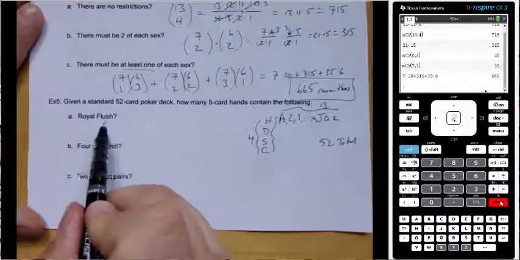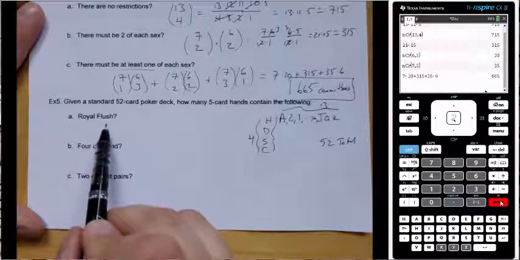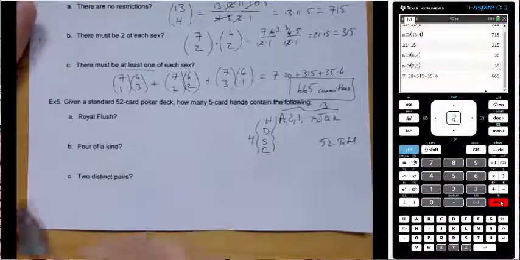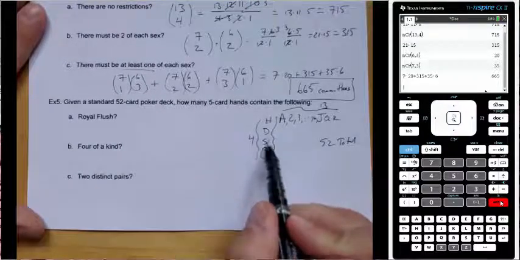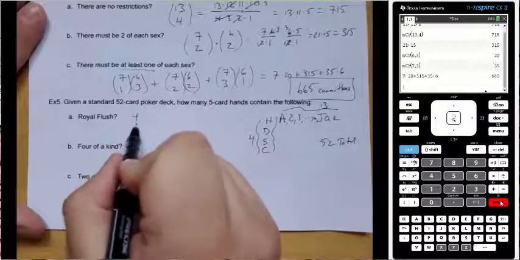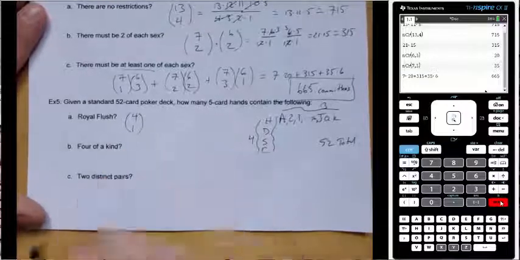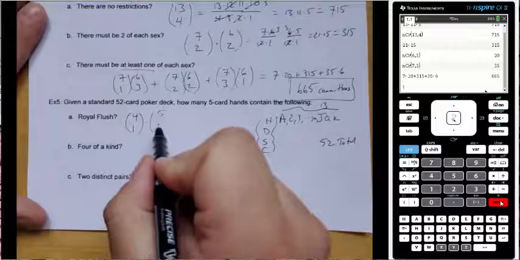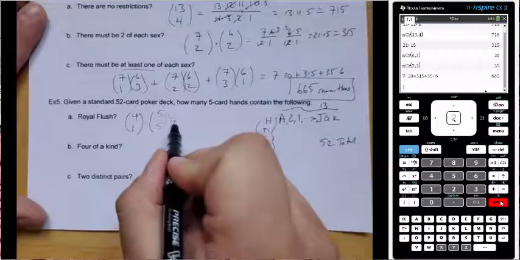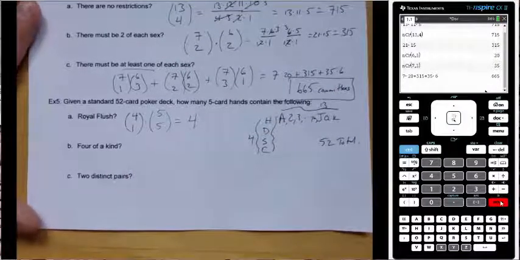A royal flush is a combination of cards that's ace, king, queen, jack, and 10, all of the same suit. One way to think of getting a royal flush is to pick what suit it is. There are 4 suits to pick from, and we want to choose any one of those suits to be the suit of the royal flush. Once you know that, you need 5 cards in your hand, and there are only 5 cards to pick from: ace, king, queen, jack, and 10, and you have to take all 5 of those cards. What this works out to be is 4 times 1. There are only 4 possible royal flushes, which, if you play poker, I hope makes sense.